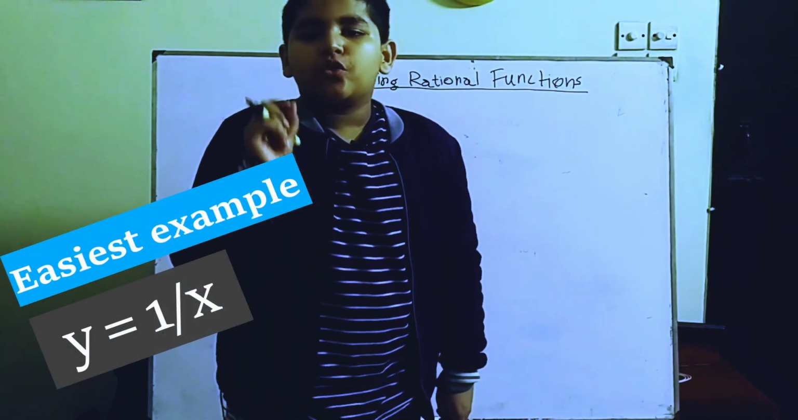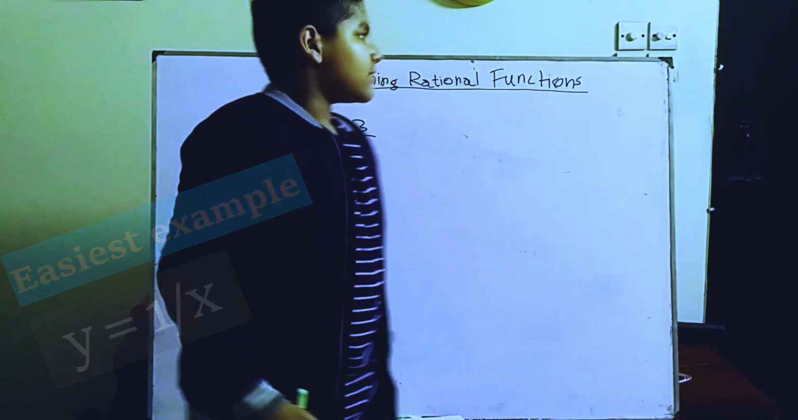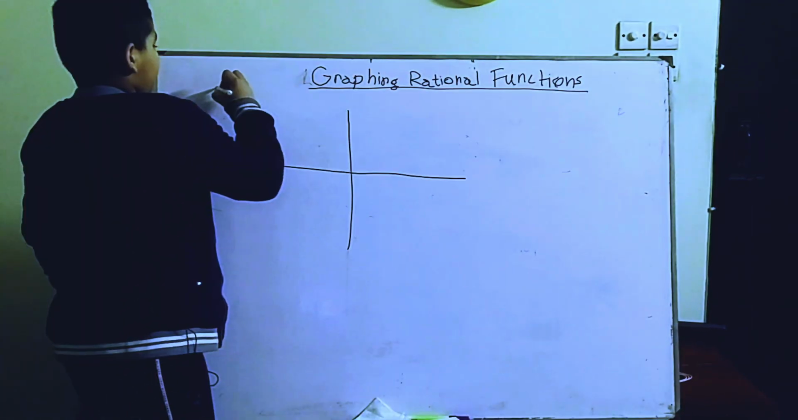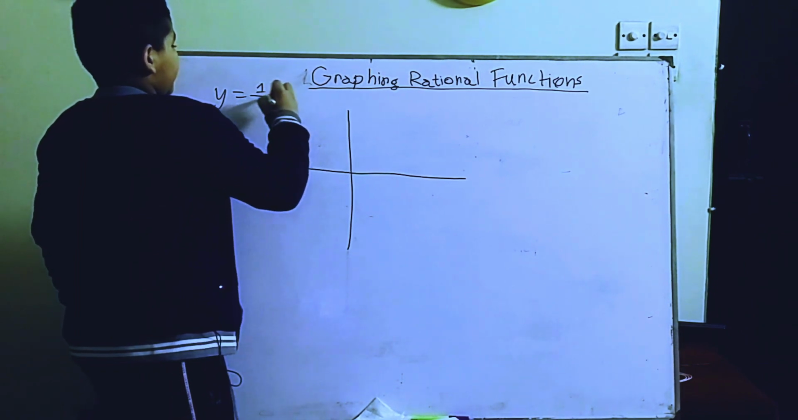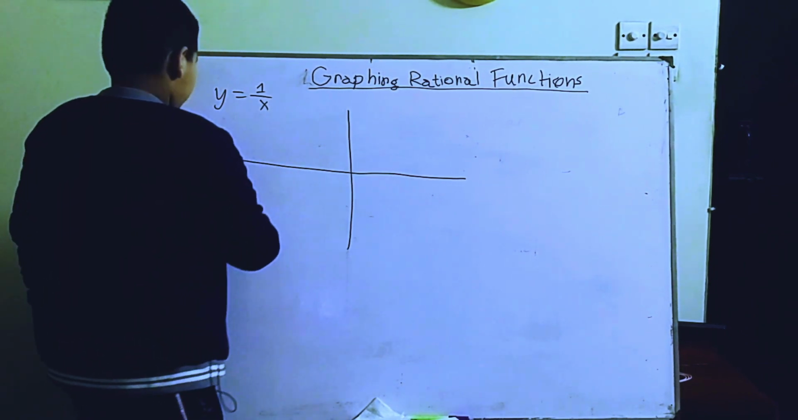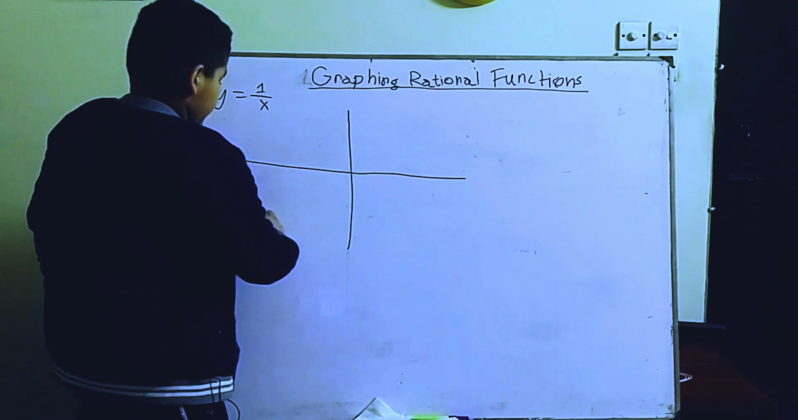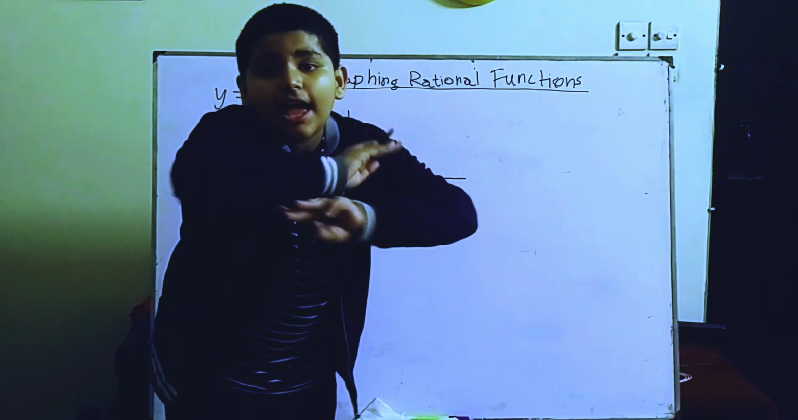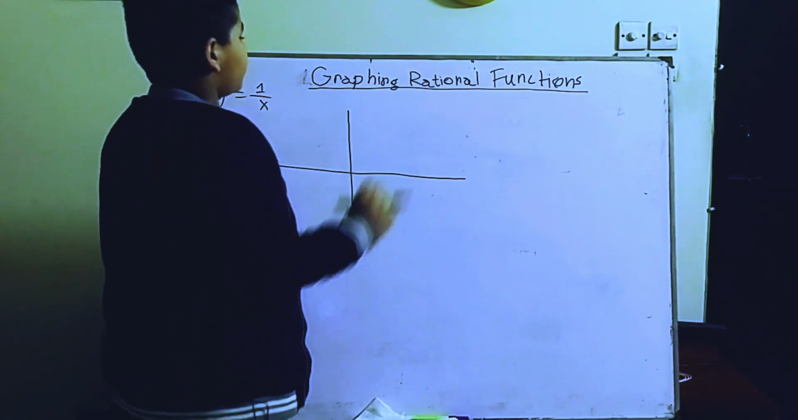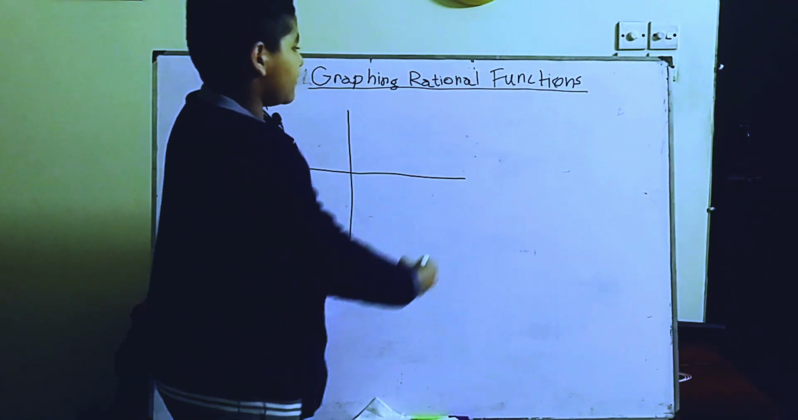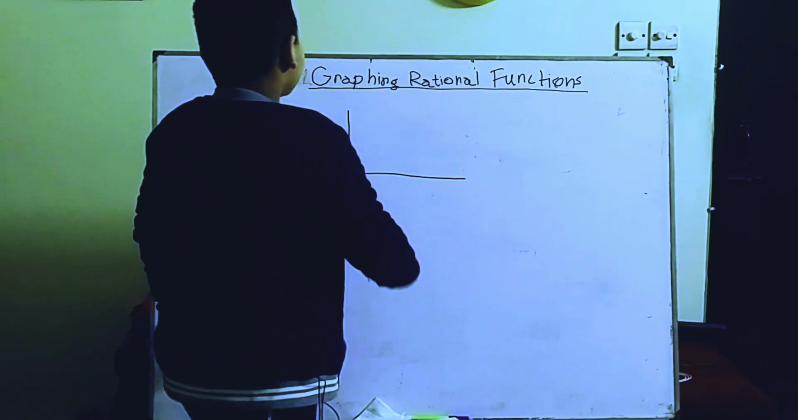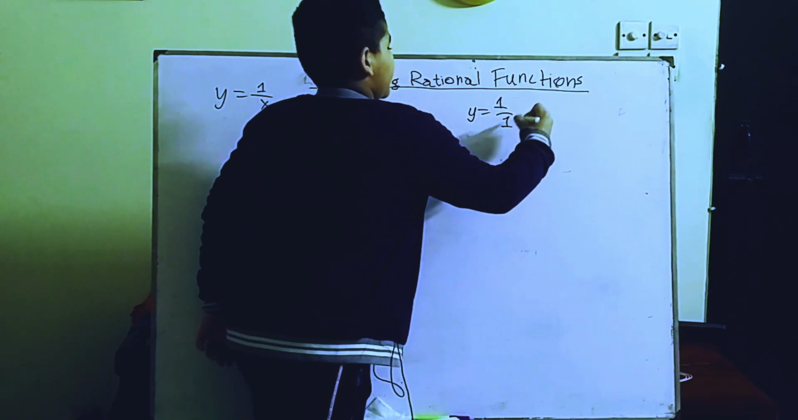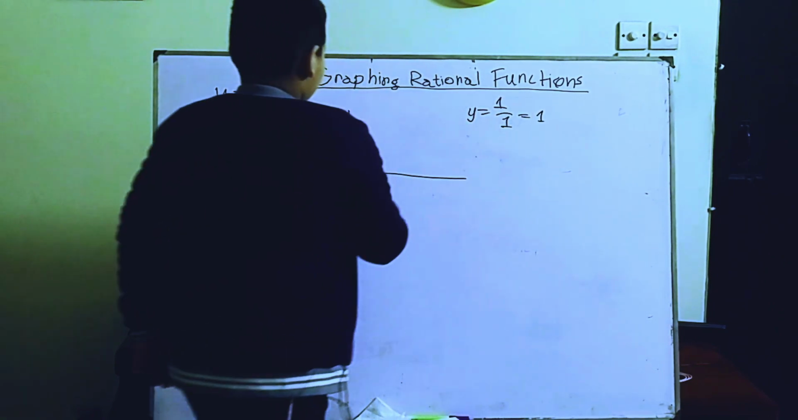y equals 1 over x. Now, how can we graph this? I'm showing you that right now. Since y equals 1 over x, x cannot be equal to 0, because that means the denominator will be 0, which can't happen. Now, let's do a few calculations, perhaps, and find out some of the values. Like, when x is equal to 1, then y will also equal 1.